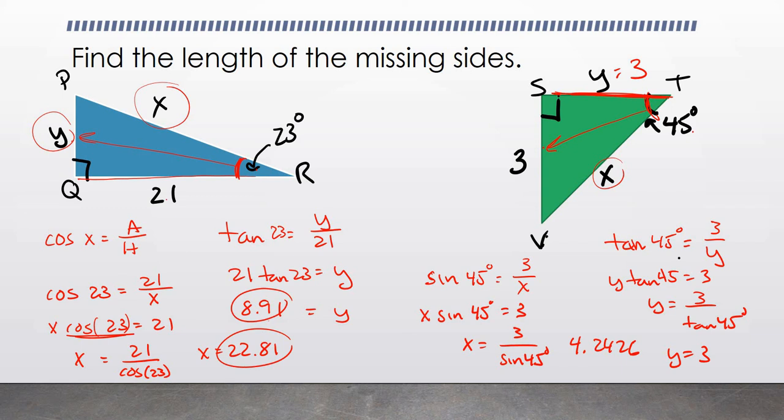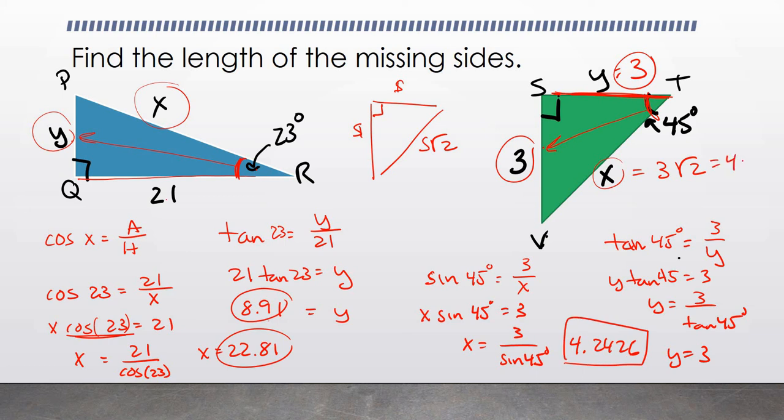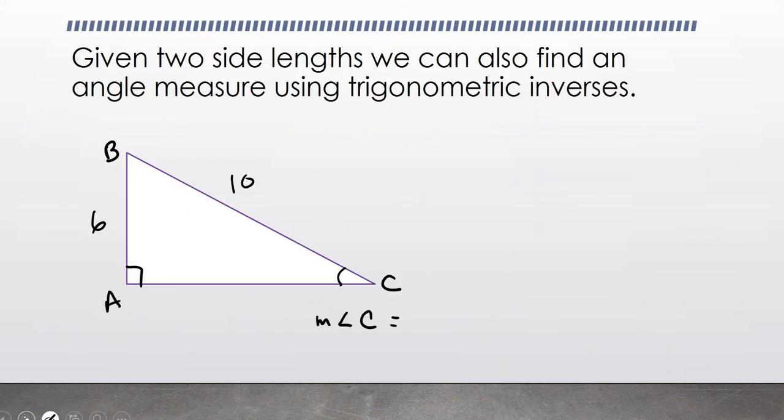Now remember that we talked about 45 degrees as being a special triangle and having sides 1, 1, root 2. So here's my side. This side is the same. X should be 3 root 2. And if we plug that into our calculators, we do get our 4.2426. So we could have done this one without a calculator because we know the ratio of the sides of a 45-degree triangle. It's one of our special triangles.